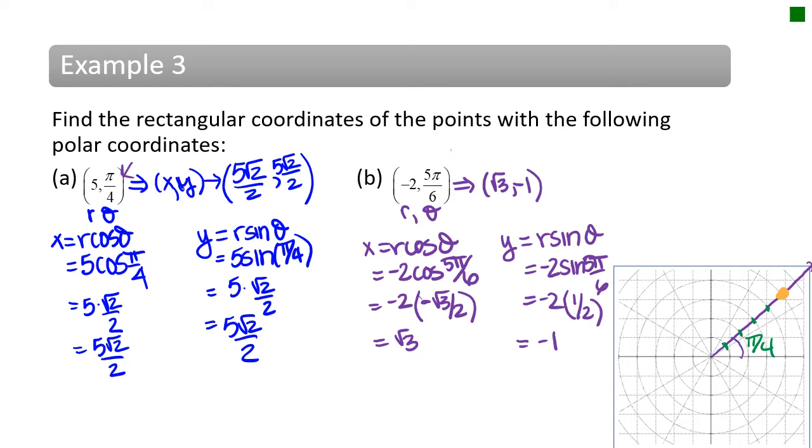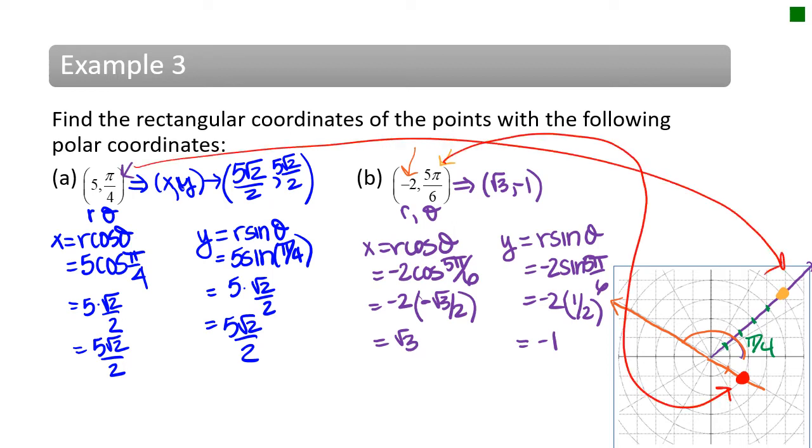If we're talking about negative 2, 5 pi over 6, first let's draw 5 pi over 6. So there's 5 pi over 6, but I'm doing a negative radius, so that means I'm going on the number line in a negative direction, so that's going to put our point right here. Okay, so this point's right here, and then this guy's right here.